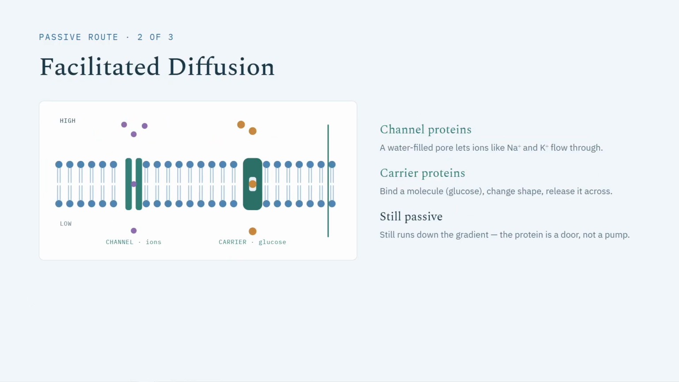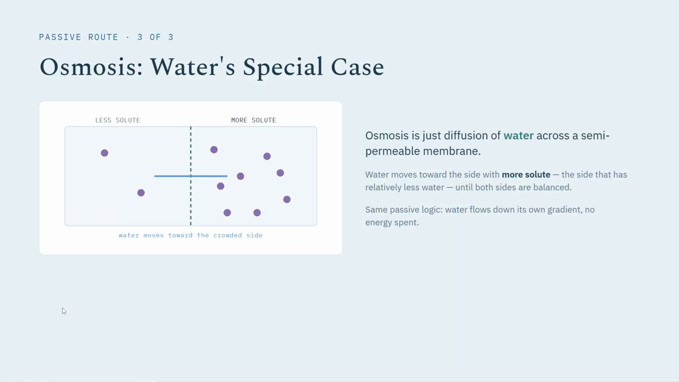Route 2, for the molecules that can't cross alone, facilitated diffusion. Same driving force, still high to low, still no ATP. But now a protein helps. 2 kinds. Channel proteins form a water-filled tunnel that lets ions like sodium and potassium flow straight through. And carrier proteins grab a molecule like glucose, change shape, and drop it off on the other side. The important thing, these are still passive. The protein is the door, not a pump. It's not pushing anything uphill.